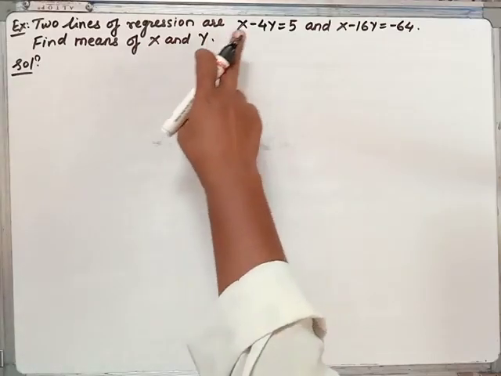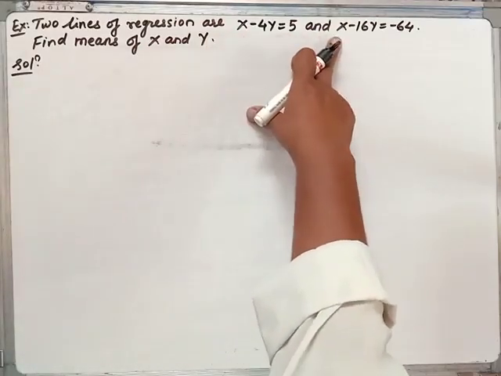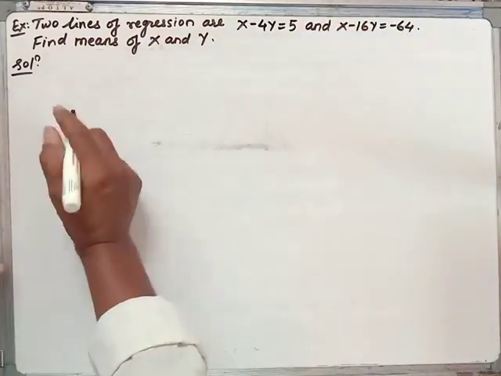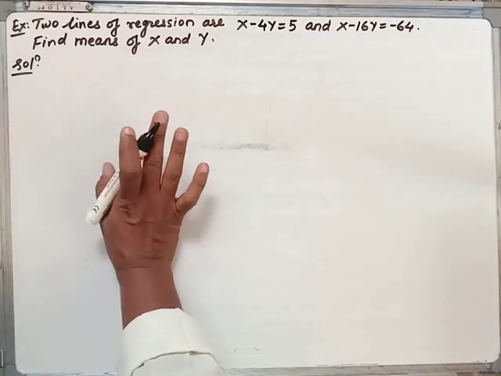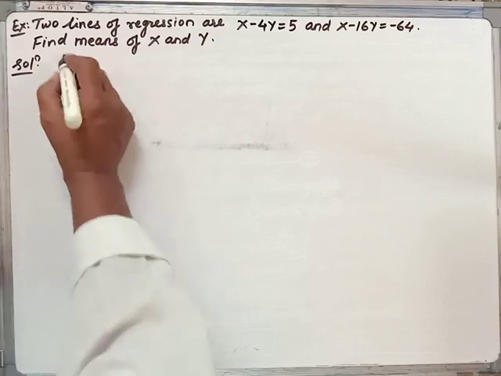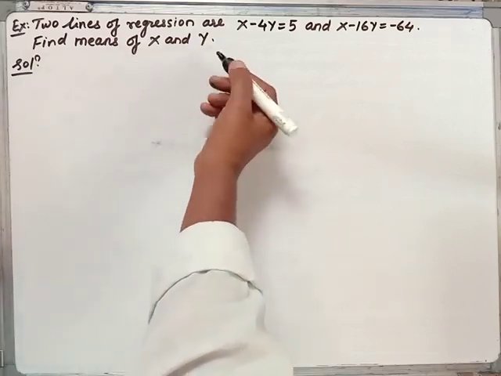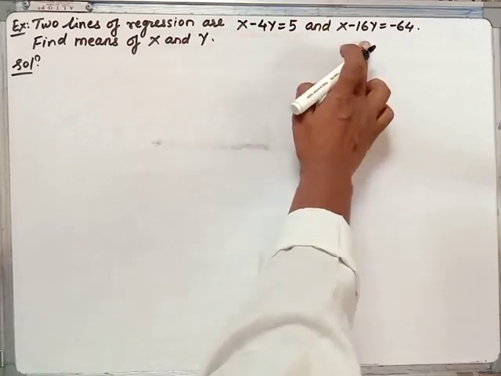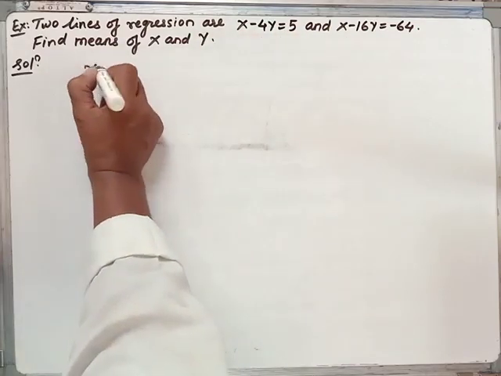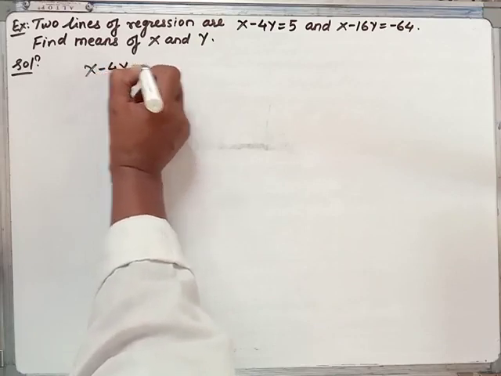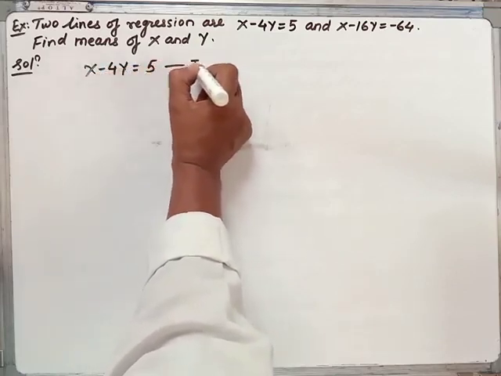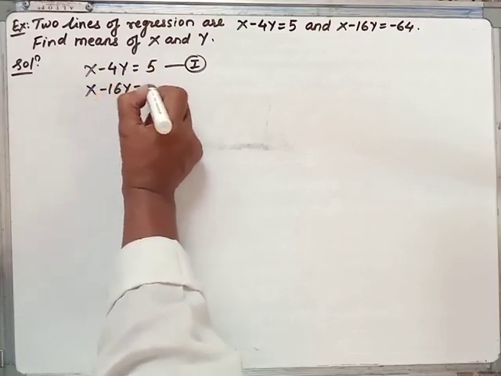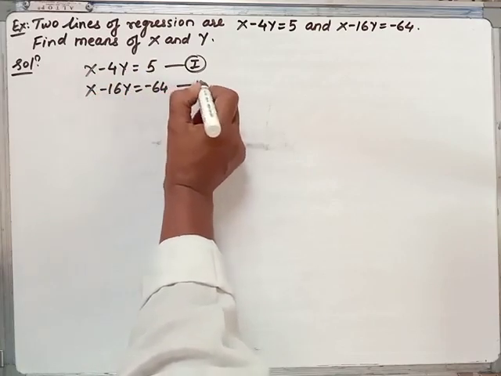Two lines of regression are x minus 4y equal to 5 and x minus 16y equal to minus 64. Find means of x and y. Now this is a very simple thing, as means, that is x bar and y bar, is the point of intersection of these two lines. Therefore if we solve them simultaneously, x minus 4y is equal to 5, call it equation number 1. x minus 16y equal to minus 64, call it equation number 2.